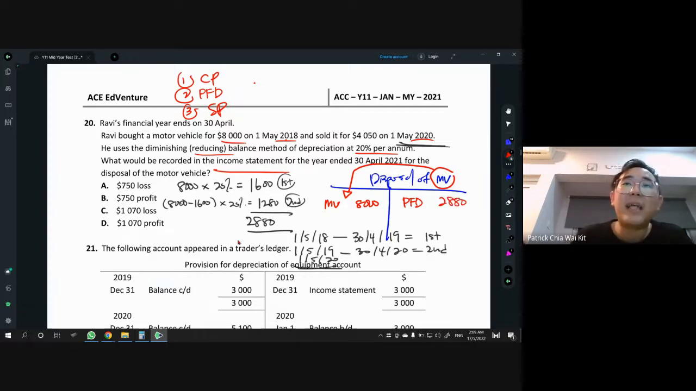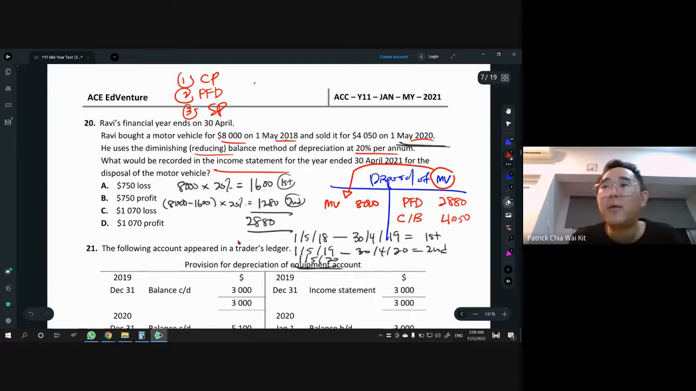Then what about the selling price? How much did we sell it for? We sold it for 4,050. So selling price is always on the right hand side. So 4,050. And what do we write here? When you sold, you should get money. So it's either cash or bank. So I put here cash or bank. So what you need to do now is do your balancing, and then you figure out whether it is profit or loss.